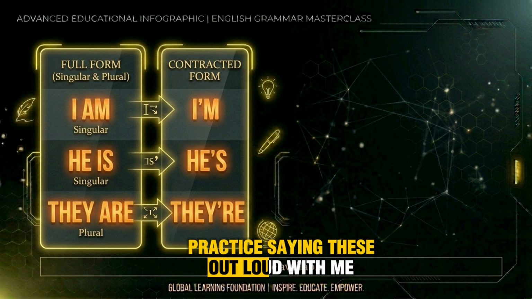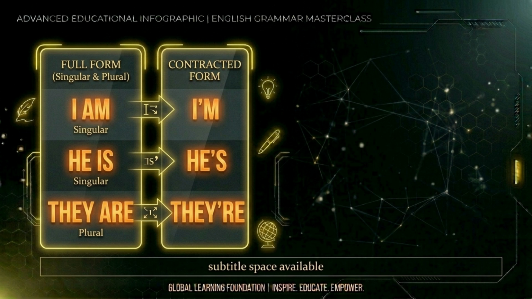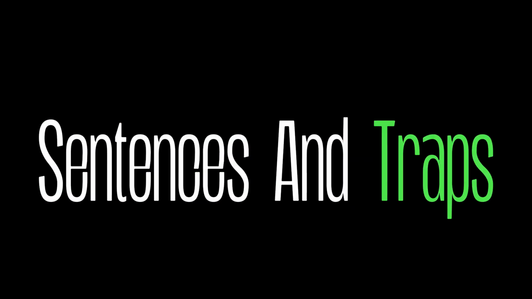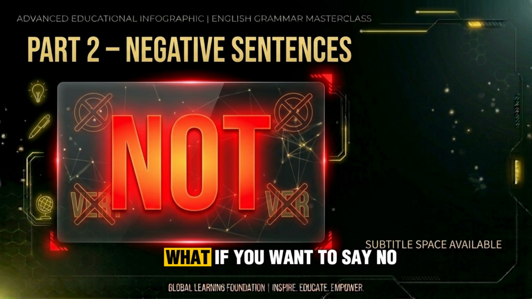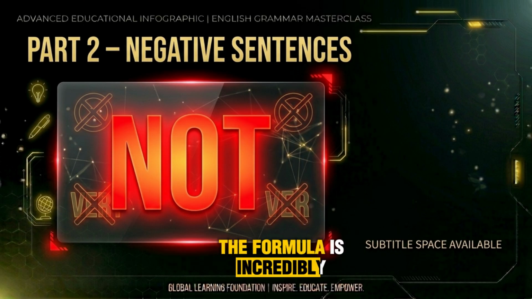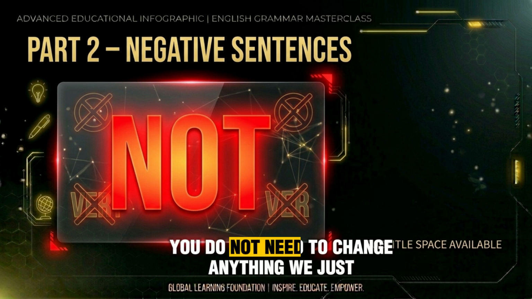Practice saying these out loud with me right now. I'm. He's. They're. Excellent job. Chapter 3. Negative sentences and traps. Let's move on to part 2, negative sentences. What if you want to say no? The formula is incredibly simple. You do not need to change anything we just learned.